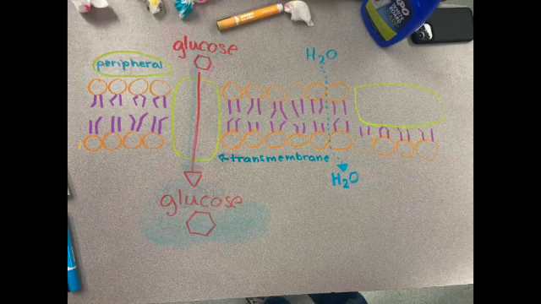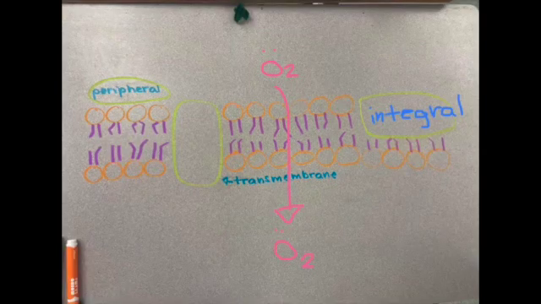Glucose is a nonpolar large molecule that can't move through the bilayer by itself because of its size, but it can with the help of a transmembrane protein. Oxygen is a small, nonpolar molecule that is able to move straight through the lipid bilayer without the help of transmembrane proteins because of its size.